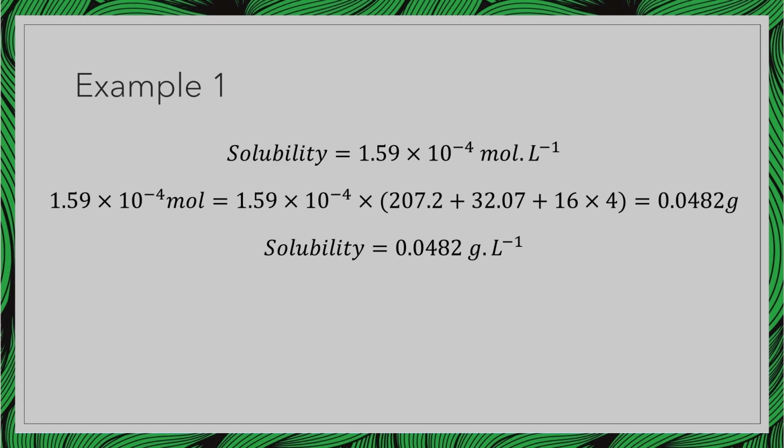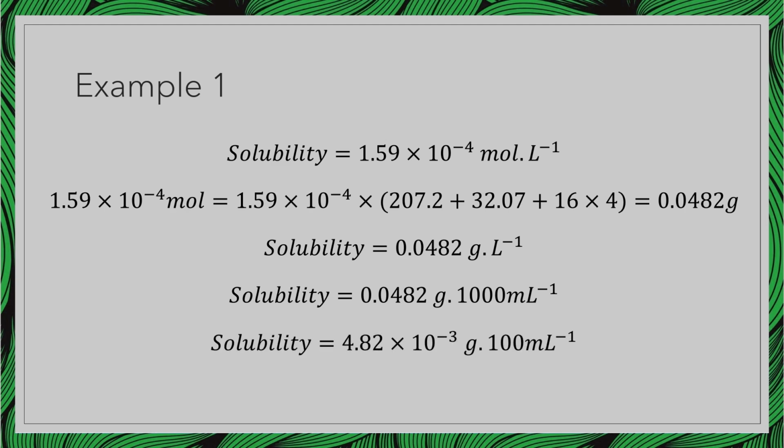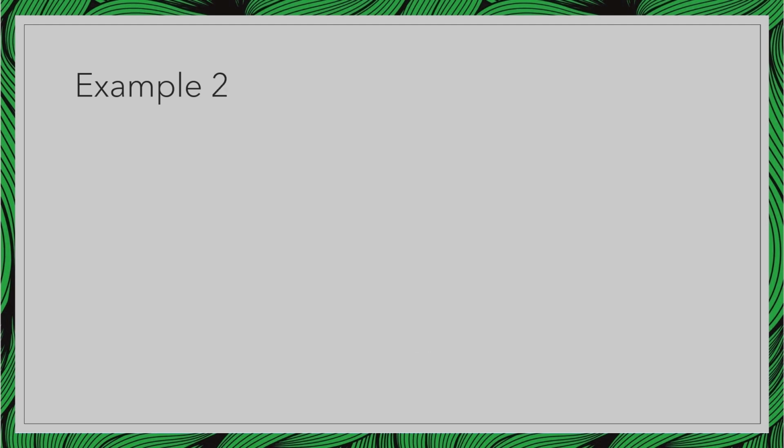Now we want grams per 100 mils, so we're going to divide that by 10. So we get 4.82 times 10 to the minus 3 grams per 100 mils. And that's our solubility in grams per 100 mils of lead 2 sulfate.